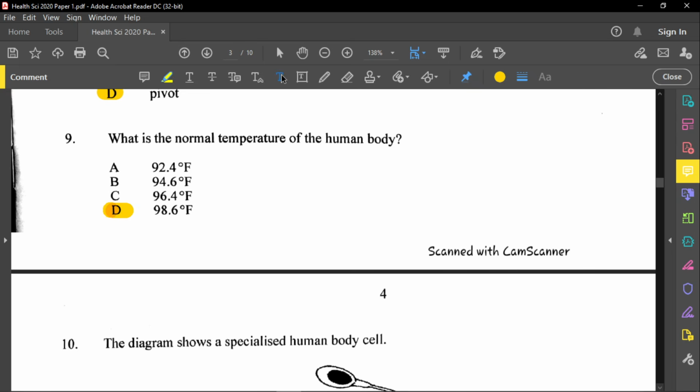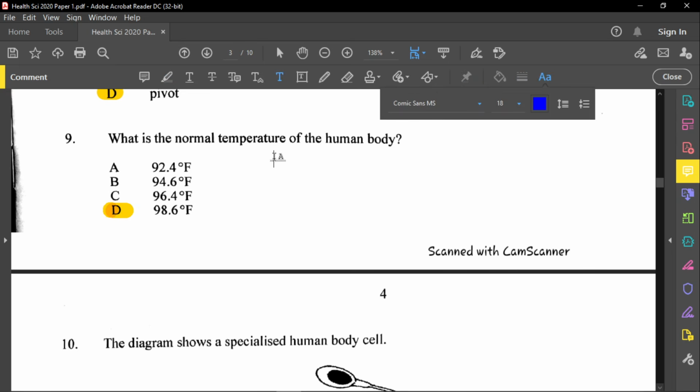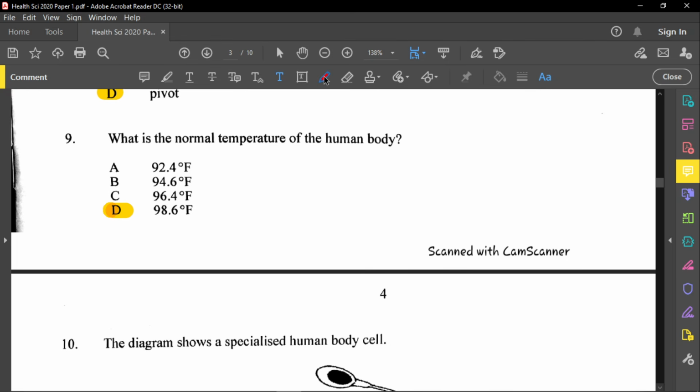You need to know this formula. To convert degrees Fahrenheit to Celsius, take whatever the temperature is in degrees Fahrenheit, minus 32, and then multiply all of this by 5 over 9.